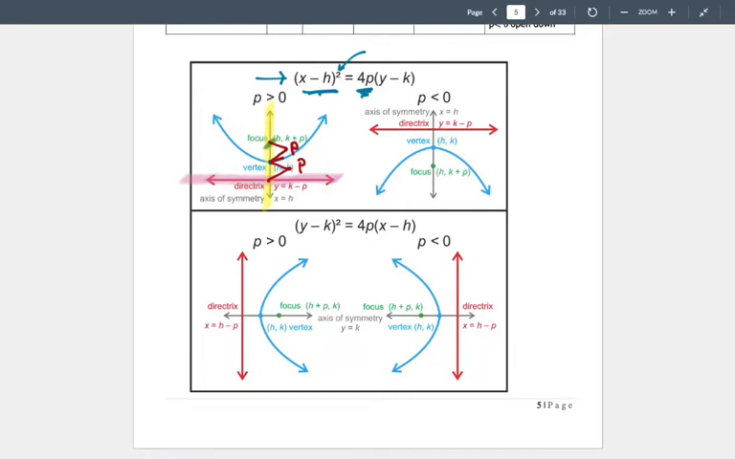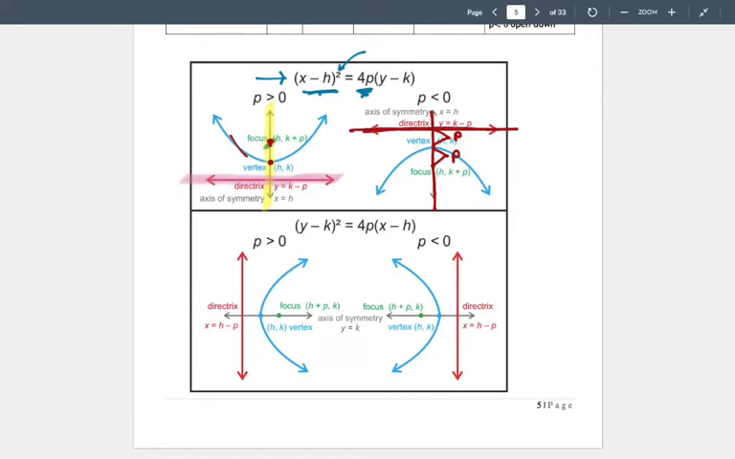Also notice that if this is your vertex, your focus is above the vertex if it's opening up. If it's opening down, the focus is below the vertex. And again, it's going to be p units away from the vertex. The directrix will be p units on the other side of the vertex. Your axis of symmetry is drawn like this, and your directrix is perpendicular to that axis of symmetry.